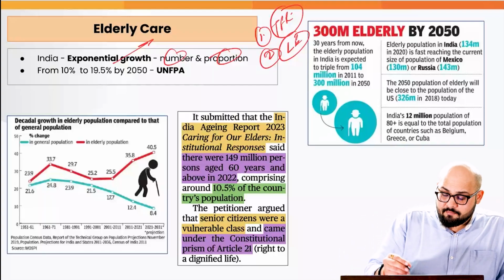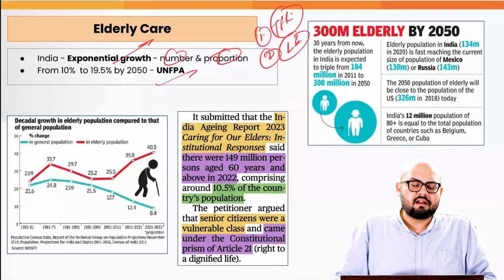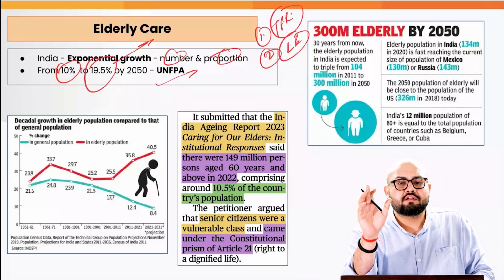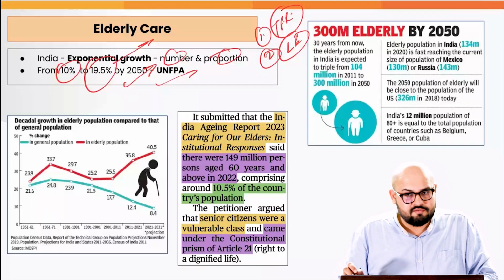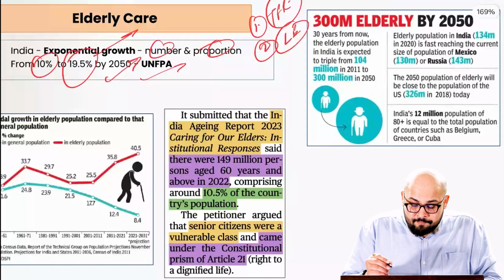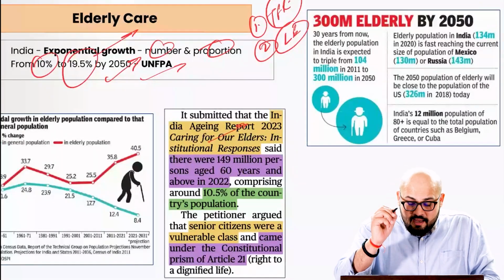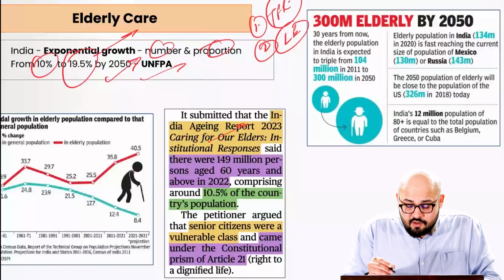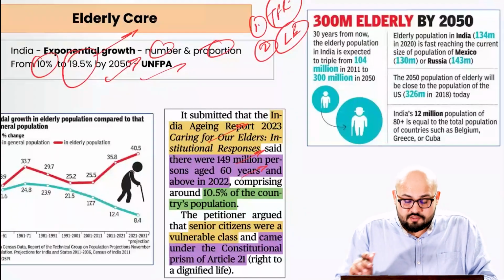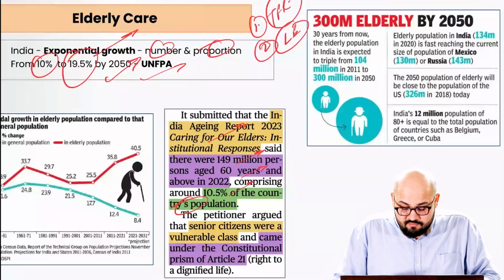Also, we have data provided by the United Nations Population Fund Agency, which says that as of now, the elderly population in the country comprises almost 10%. This would increase to almost 19.5% of the overall population by the year 2050. In this very article, we have data from a report, the India Aging Report 2023, titled Caring for Our Elders, Institutional Responses. It says that there were almost 14.9 crore persons aged 60 years and above in 2022, 10.5% of the country's population, right? So they comprise almost 10.5% of the country's population.